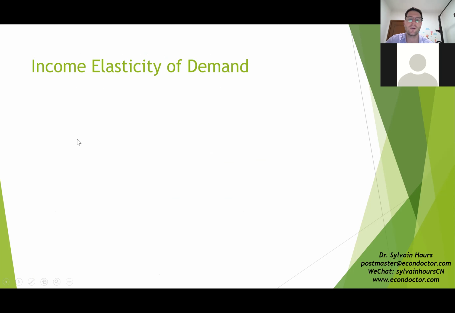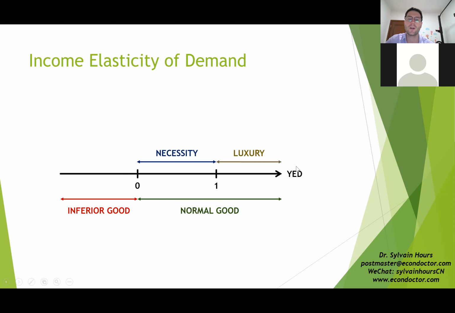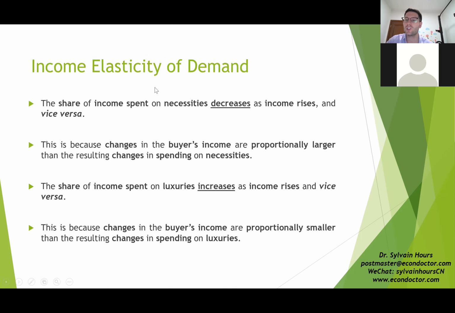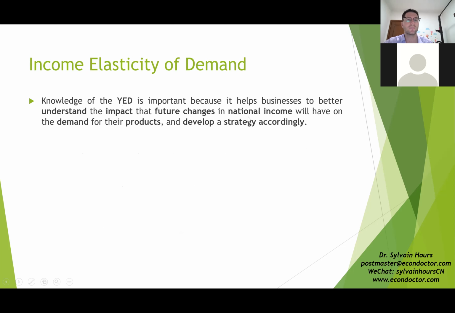And then this is a short diagram that summarizes the sign and the value of the YED. Inferior and normal, we look at the sign. Necessity and luxury, we look at the value. Then there is one additional slide about the relationship between the type of good that we consider and whether the budget percentage increases or decreases. But again, that's outside the scope of the syllabus, so it's okay to skip this.